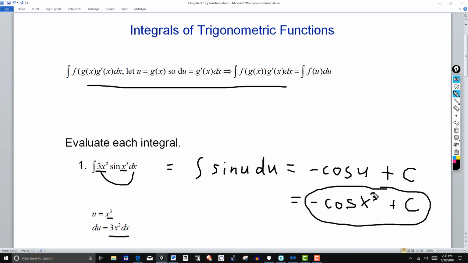And again, in most cases, you can easily take the derivative of your answer, and you should get your integrand function right over here. So you can see that if I take the derivative of cosine of x cubed using your chain rule, this will be minus sine, but then this negative makes it positive sine. Okay, so I get sine of x cubed.